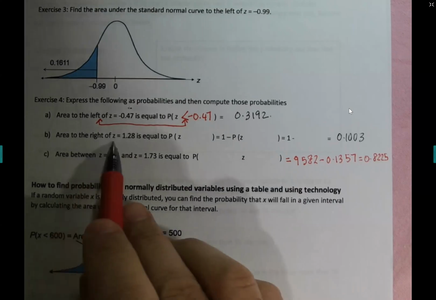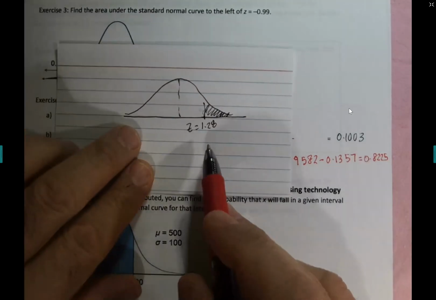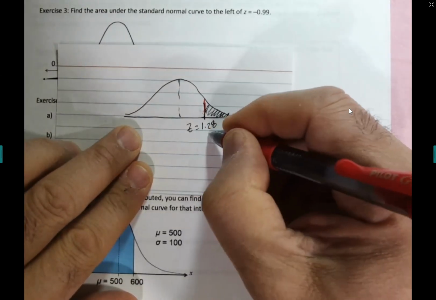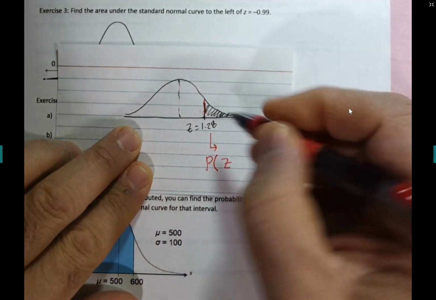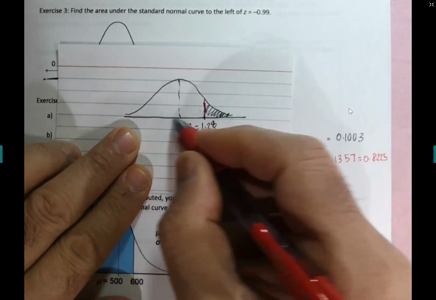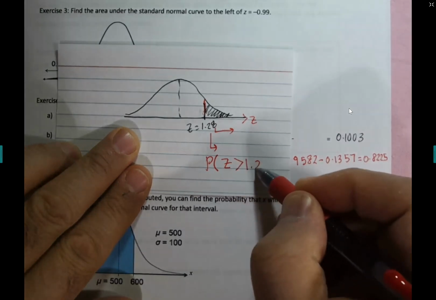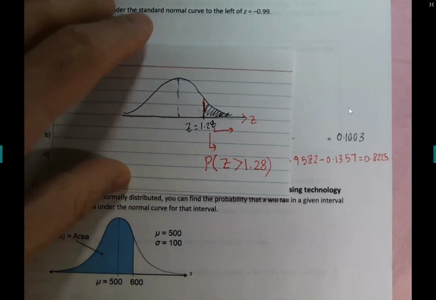Area to the right of Z equal 1.28, which I already showed you. 1.28, let's see. There you go, right here. To the right of 1.28. You can rewrite this one using the simple probability, Z. And I'm going to the right, guys. So I'm moving to the right of the number line Z. Do you guys agree with me? It should be a greater than 1.28.